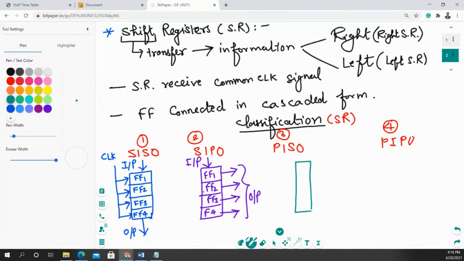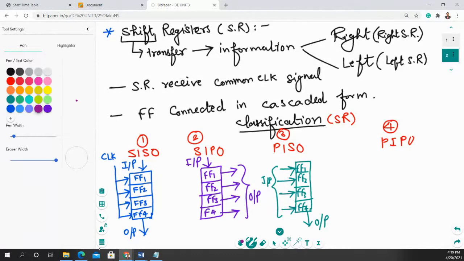Okay, in parallel in, serial out, we have the similar 4 flip-flops, flip-flop 1, 2, 3, and 4. These are the 4 flip-flops and you have to provide the inputs parallelly. So these are the parallel inputs you have to provide to each of the flip-flops, and you have to take the output serially. So this is your output. Parallel in, serial out.